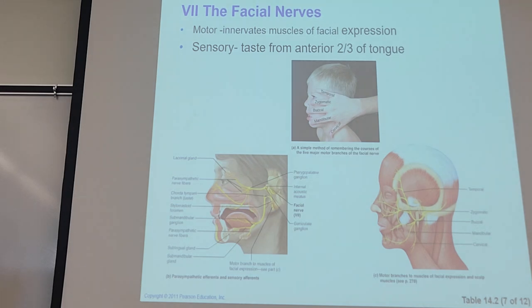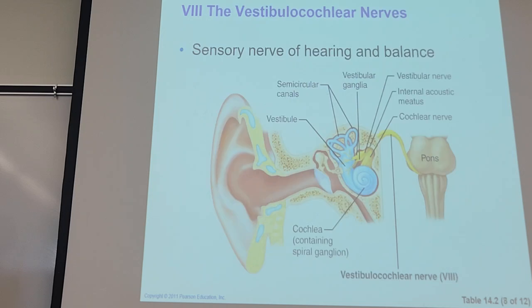Okay, what's 8? Vestibulocochlear, or it's also called auditory. So this is sensory only, and it's involved in hearing and equilibrium. That's why it's called vestibulocochlear.